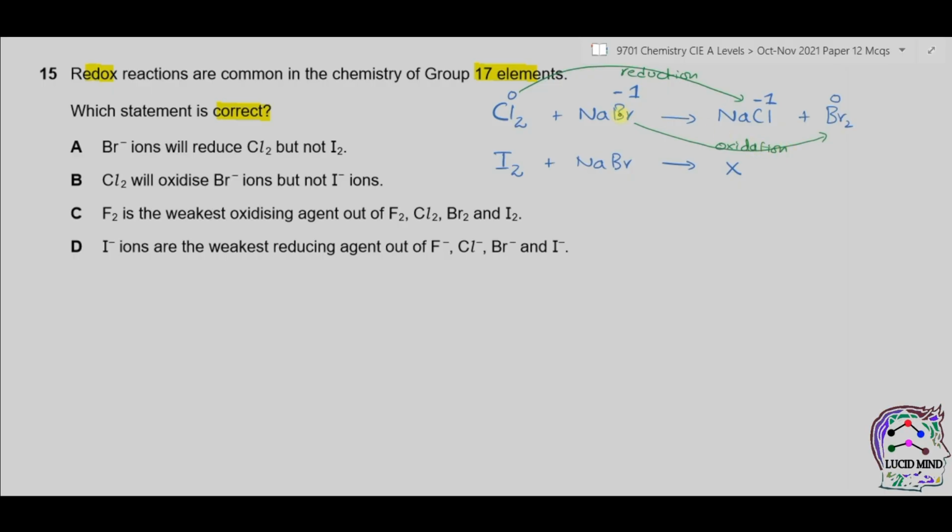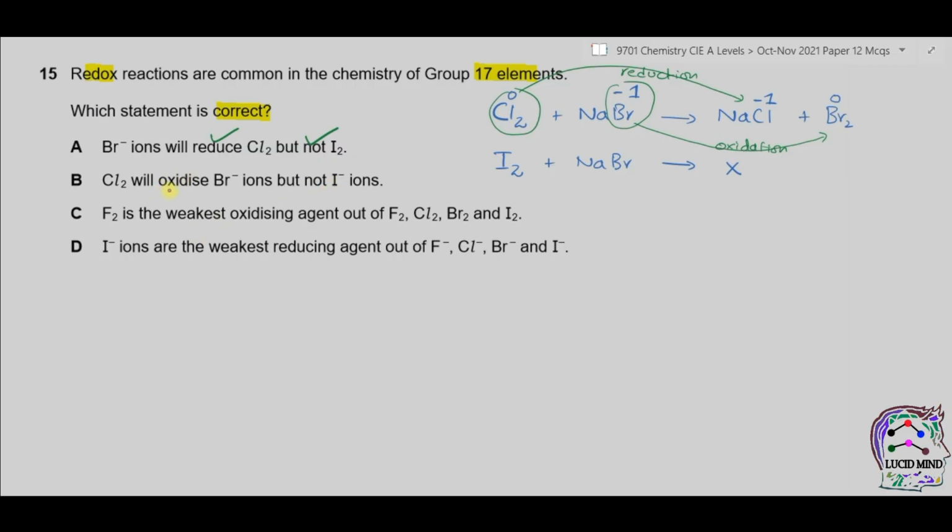So now we can say that bromide ions can reduce chlorine. This is true, but not iodine. This is also true because the reaction will not take place. Part B. Chlorine will oxidize bromide ions but not iodide ions.